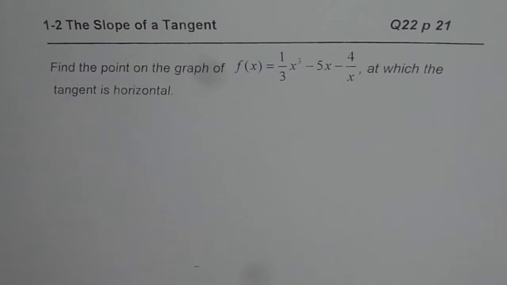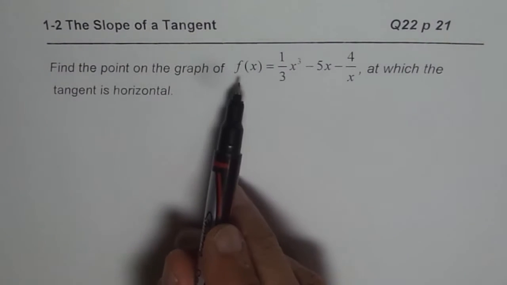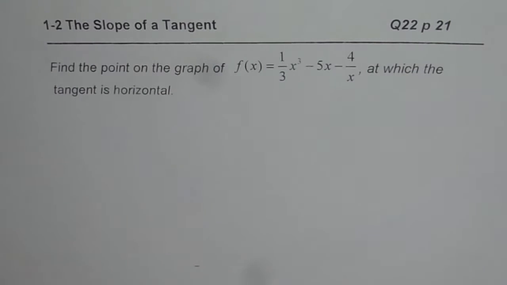We are working on slope of tangents. The question here is, find the point on the graph of f of x equals 1 over 3x cubed minus 5x minus 4 over x at which the tangent is horizontal. In this particular question, you are not given the point. You need to find the point, and you are given the slope of the tangent, which is 0.